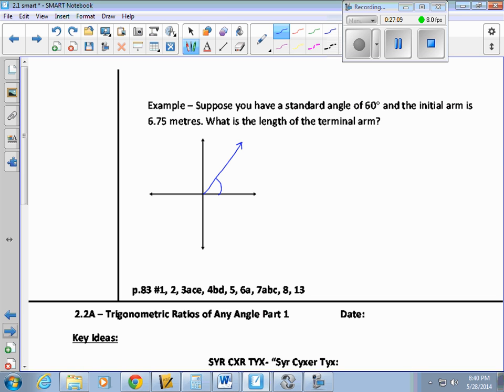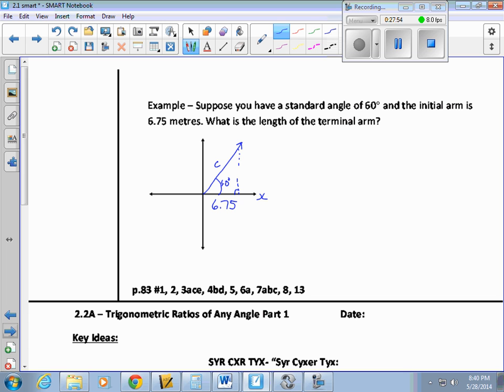We know that the initial arm is always on the x-axis, so that's 6.75 meters. So we just drop down a dotted line, a perpendicular dotted line, to approximately where we would say 6.75 meters is. This question is asking what is the length of the terminal arm. So we want to know the length of this side here, which we'll call c because it's opposite the right angle. I know that this is 60 degrees. I have my adjacent side, and I'm trying to find my hypotenuse. So adjacent and hypotenuse, based on my trig functions, is a cos.